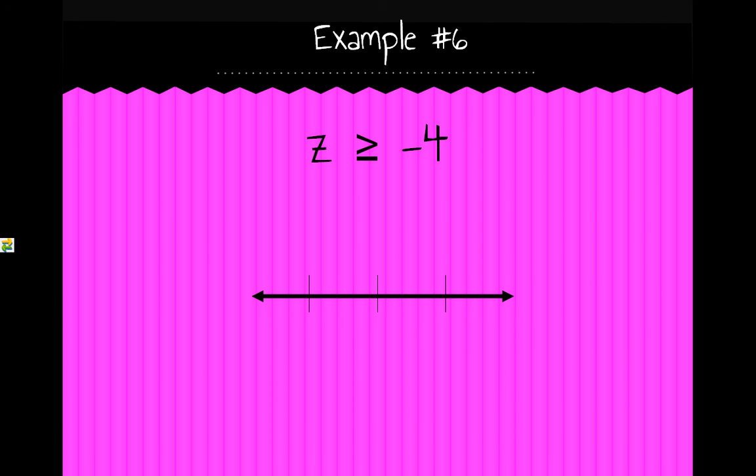So let's solve this. Okay, we have a negative 4. I'm going to put that in the middle. Negative 5 comes before negative 4, and negative 3 comes after. Remember, with negative numbers, you think backwards. So in this case, z can be equal to negative 4, so we're going to shade that circle in. And then it's going to be everything greater than that as well. So we shade to the right.